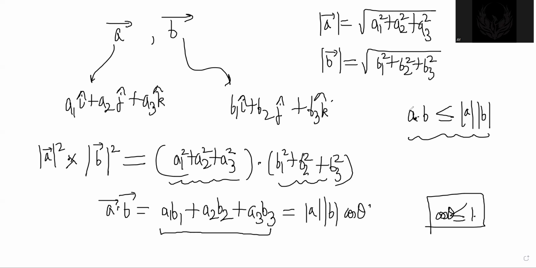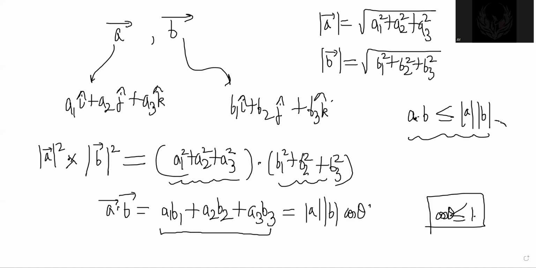And that's how it is. Therefore, if you do A dot B, which is always the RHS of the Cauchy inequality, that will be less than or equal to the product of the magnitudes.